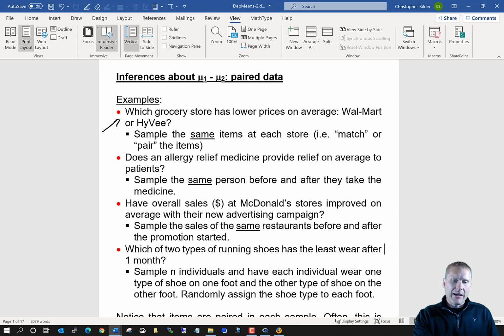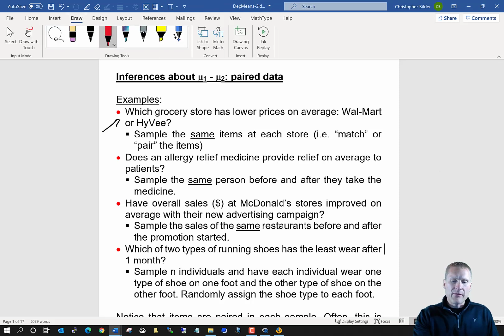An example that I have often had my students actually go out and perform is to determine which grocery store has lower prices on average. Let's say we wanted to compare Walmart to Hy-Vee. The key to doing this kind of experiment is to sample the same items at each store. In other words, match the two items up, or pair the two items.